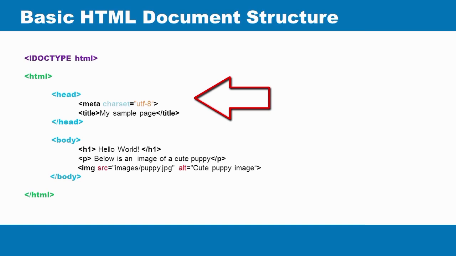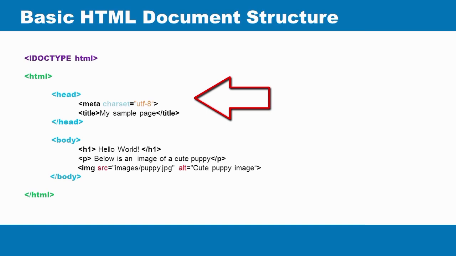So whatever content is enclosed between the head element isn't the content that is visible when someone visits your web page. So within the head element, you can add tags like the meta charset, also the page title. You can also include that in there.